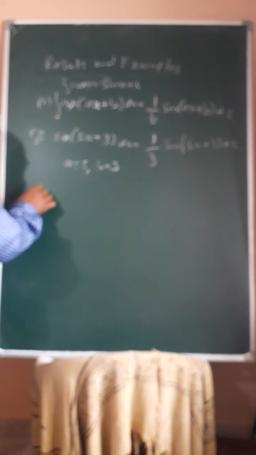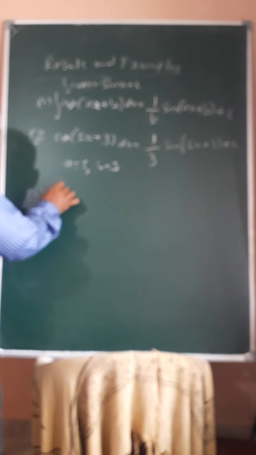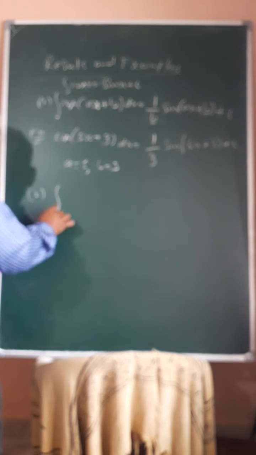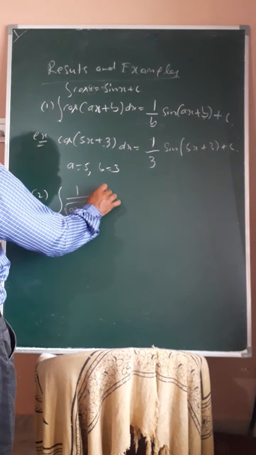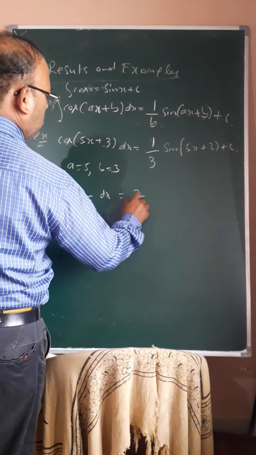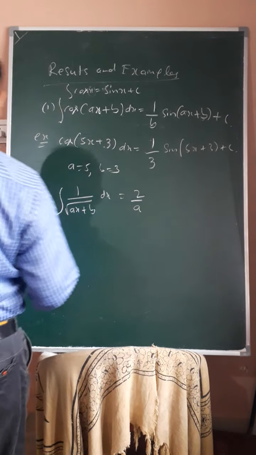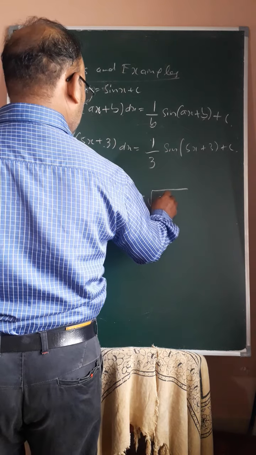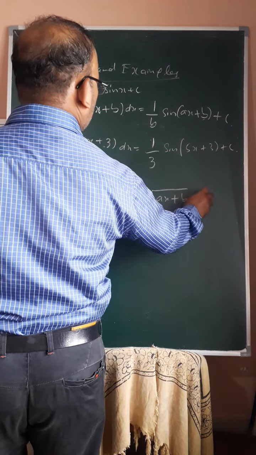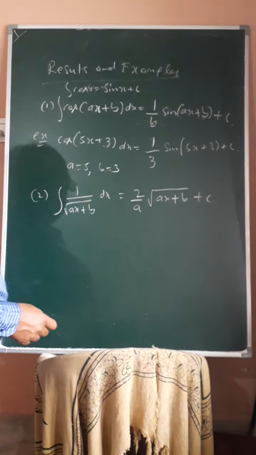Next, second one, integration of 1 divided by square root of ax plus b dx. So this is equal to 2 by a square root of ax plus b plus c.